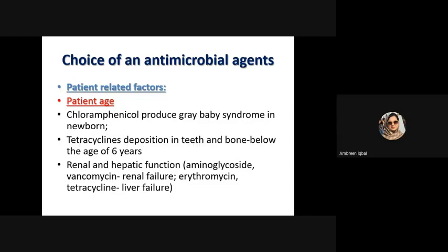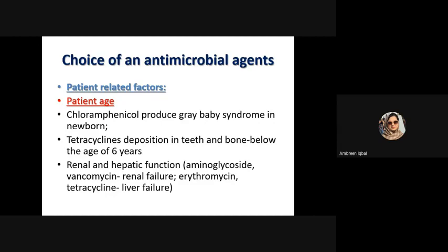Chloramphenicol produces gray baby syndrome in the newborn, so it is contraindicated in newborns. Tetracycline is also contraindicated below the age of 6 years because it causes deposition in the teeth and bone. Renal and hepatic functions matter: in renal failure, aminoglycosides and vancomycin, and in liver failure, erythromycin and tetracycline, must not be used.